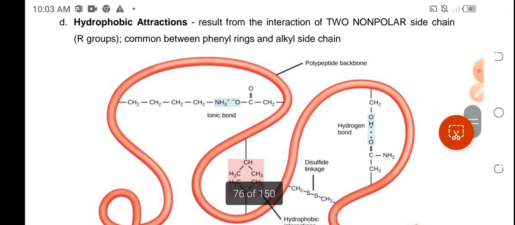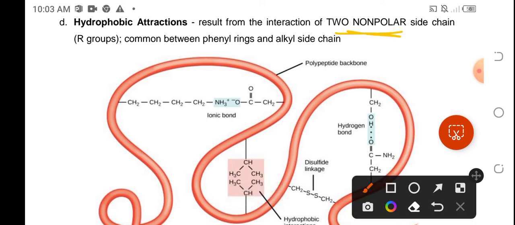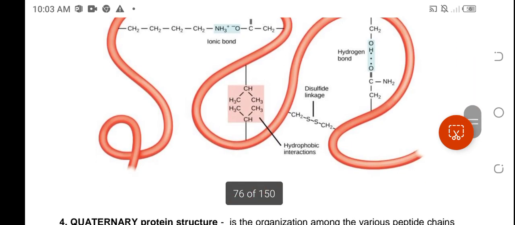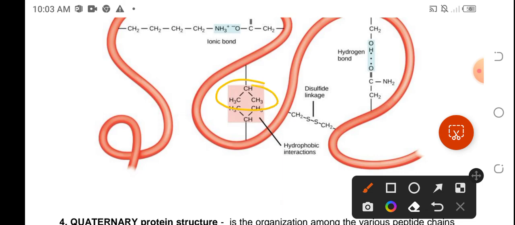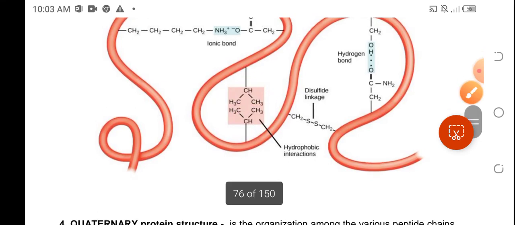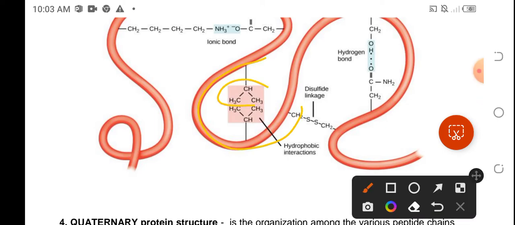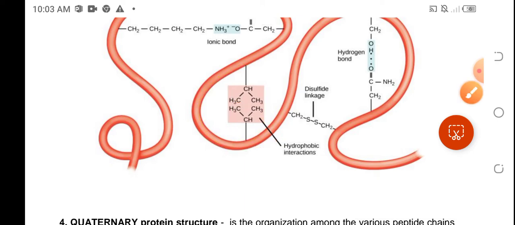And the last interaction is kung kanina two polar, ngayon naman ay two non-polar. And that is the hydrophobic attraction. Okay? So, non-polar naman. Non-polar, magkakaroon sila ng interaction. So, this is valine and another valine. Okay? So, parehas silang non-polar. Okay? So, nagkaroon ng folding dito because of the hydrophobic interaction of two non-polar amino acid residue.